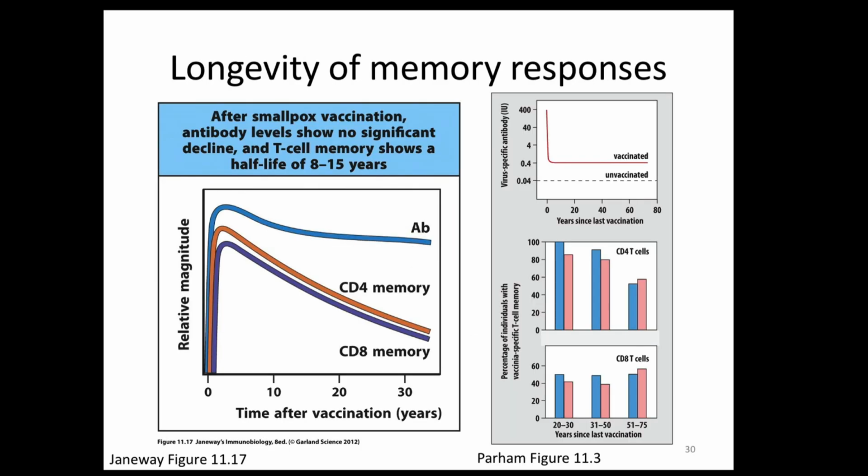And so they see that, particularly if you're looking at memory cells, they never really found a decline in the memory cell. And CD4 and CD8 T cells seem to have a half-life of 8 to 15 years. They could detect memory cells in the vaccinated individuals at 85 years post-vaccination. So in this human study, the answer was 85 years at least.